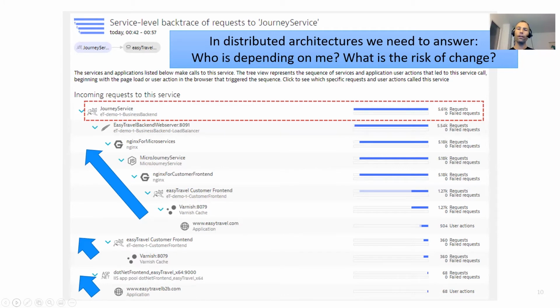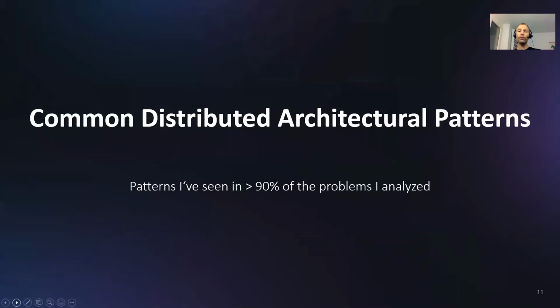All right, so hopefully a little insight into what distributed systems are, how they look, and the importance of having distributed tracing available because we can understand these systems much better. All right, let's go into the next phase of my presentation, common distributed architectural patterns.